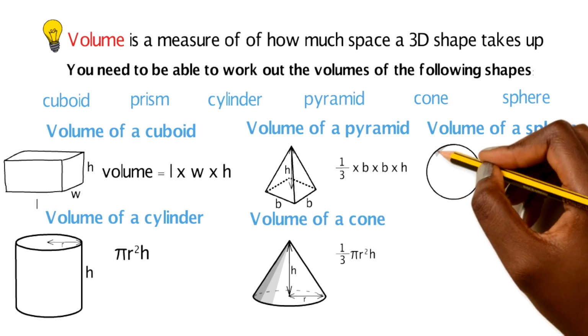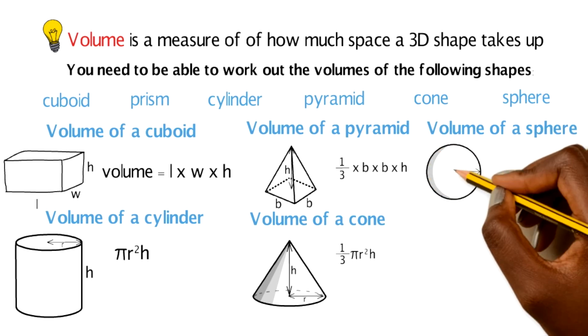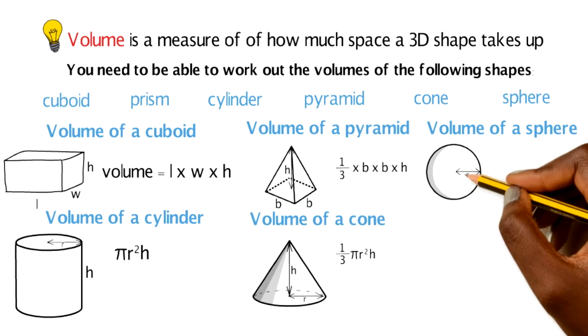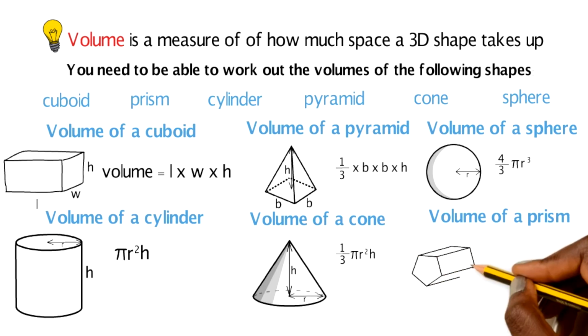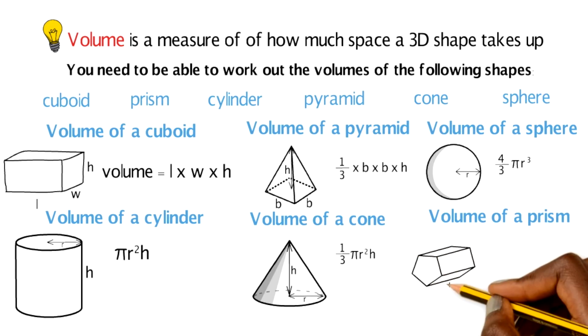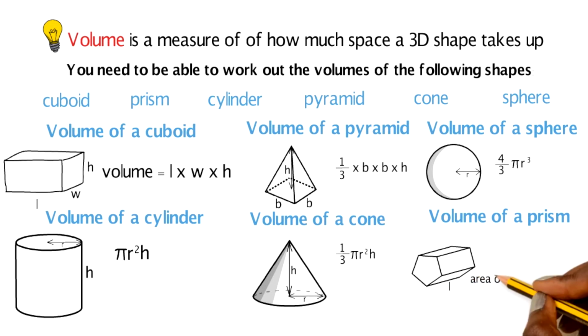And here we have the volume of a sphere, which used to be on the old formula sheet, but for the new one it's not, so please bear that in mind. So with the volume of a sphere, we've got the radius, but in terms of the equation, it is 4/3 pi r cubed. And lastly, we have the volume of a prism. So volume of a prism is also not on the new formula sheet. So literally it's the area of the cross section times the length.